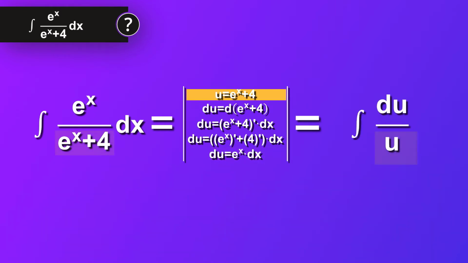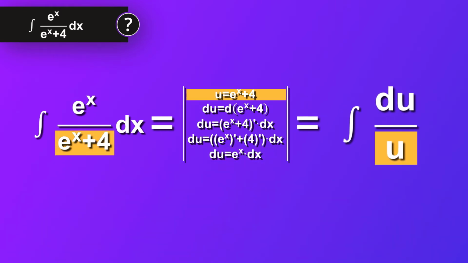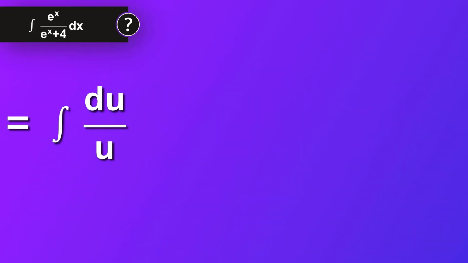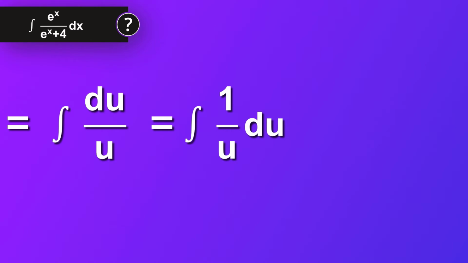Let's make use of our u. We insert u instead of e raised to x plus 4 in our main equation, and instead of the whole numerator multiplied by dx, we can now insert du. Thus, we have the integral of du divided by u in our main equation. We can rewrite this expression as the integral of 1 divided by u multiplied by du.